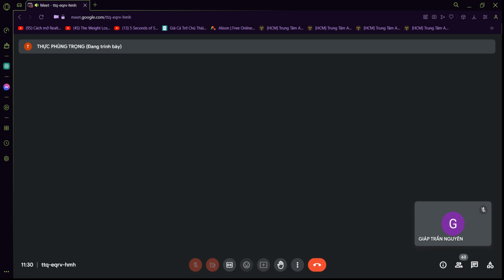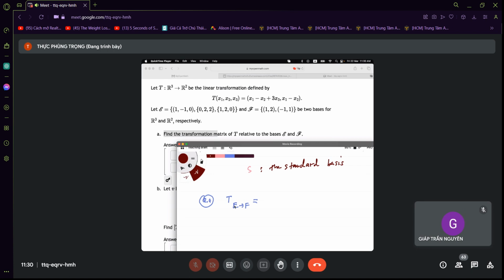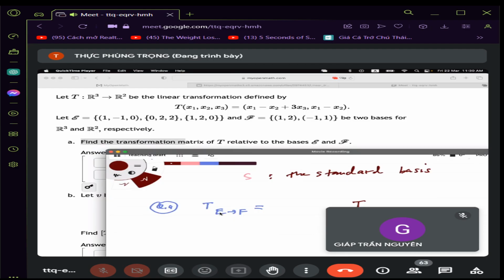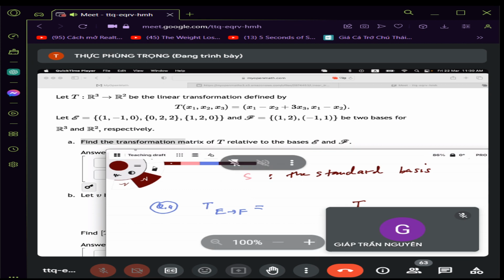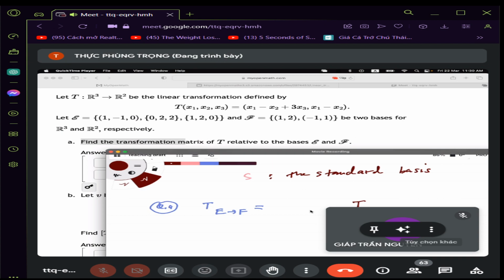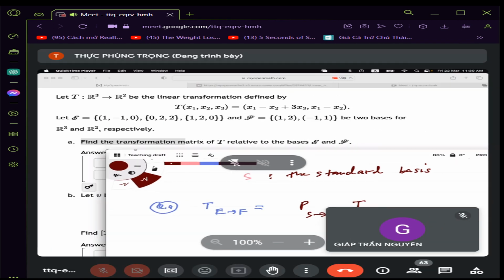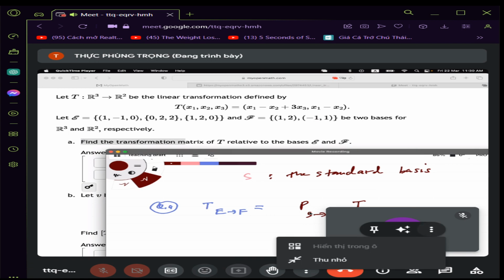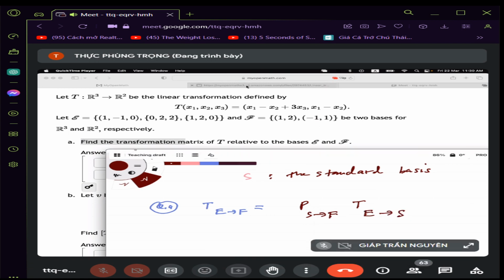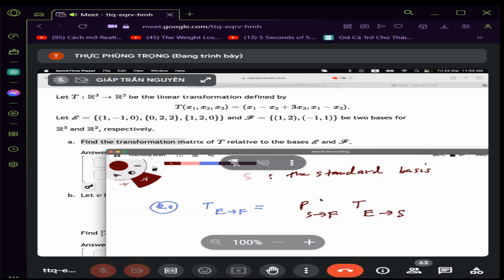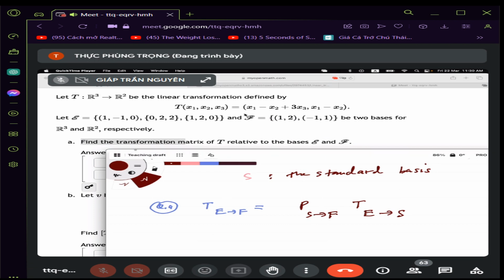First, I see that we go from E, right? So I need to find, for this one, E to S. But then we need to go from S to F. I need to write P from S to F. We need to write P is the transition matrix from S to F on the left. Write it on the left of T.